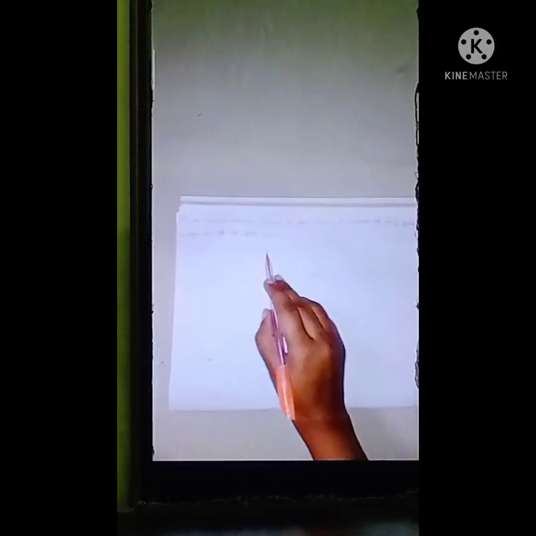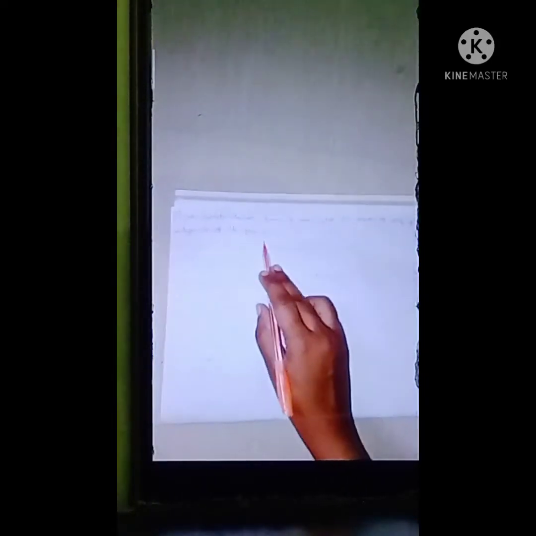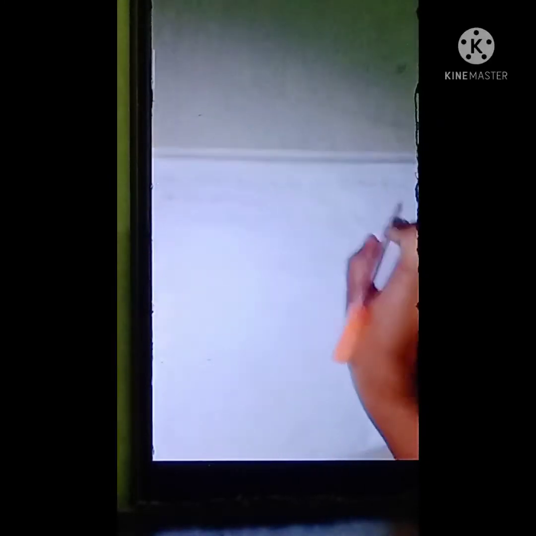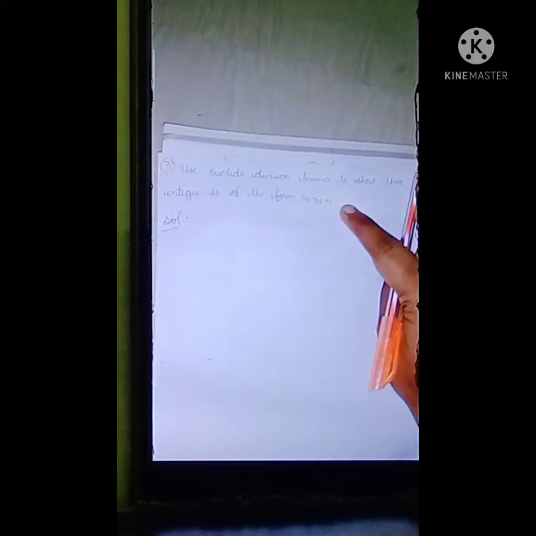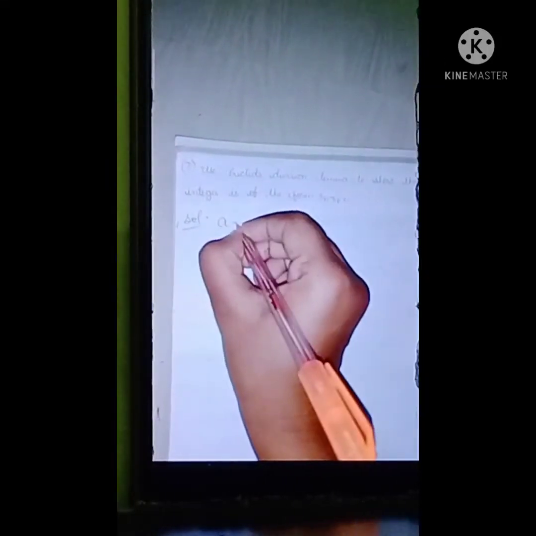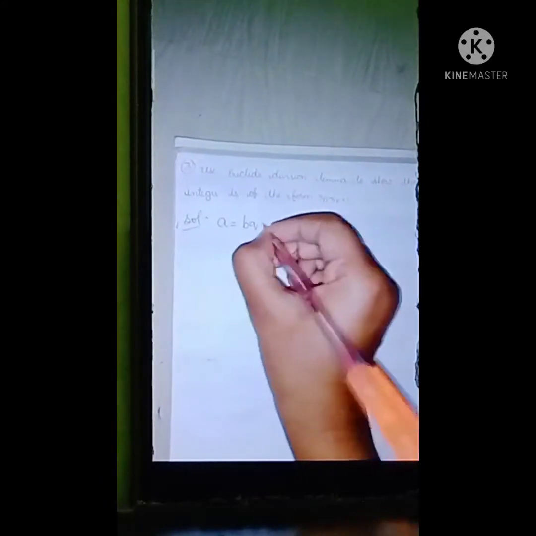Second question is use Euclid's division lemma to show that the square of any positive integer is in the form of 3p or 3p plus 1. Now what they asked? To show the square of any positive integer in the form of 3p or 3p plus 1. Now take a is equals to bq plus r.